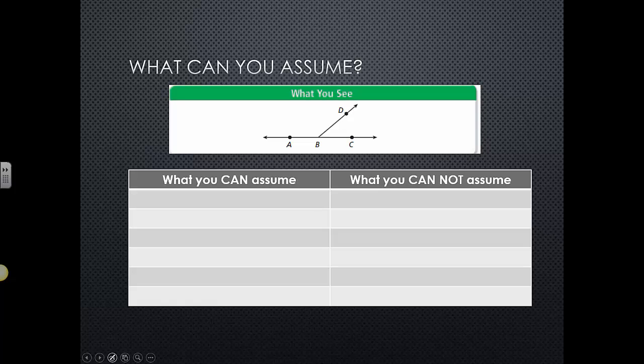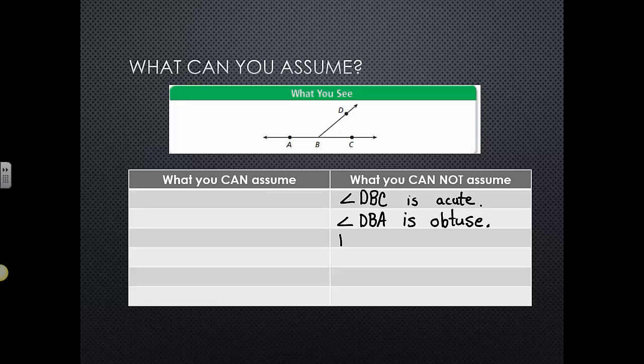Okay, so looking at this diagram, based on what we just talked about, what is it safe to assume? We're just going to come up with a couple things that it is safe to assume and a couple things that it's not. One thing I'm looking at right away, it is not safe to assume that angle DBC is acute. It looks like it is, but that's not one of the things that we can assume. It's also not safe to assume that angle DBA is obtuse based on the diagram. I know it looks like it, but that's not safe to assume.